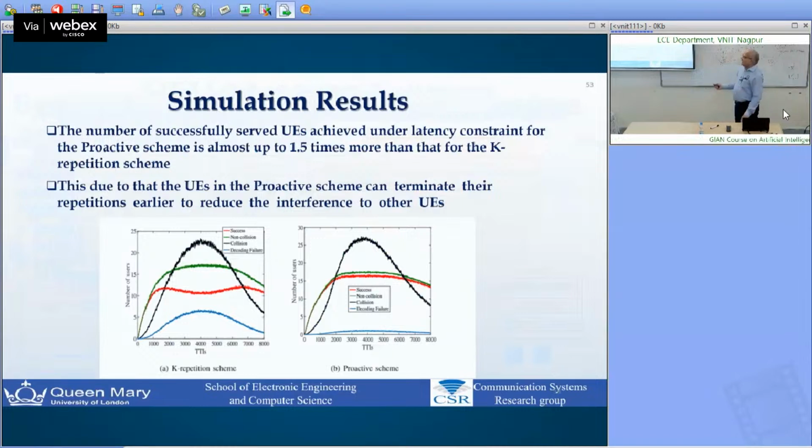But proactive can meet the latency constraint because it terminates before the end of the last repetition. But the K repetition scheme will have to wait till the end. So it won't meet the constraint, because there's a latency constraint there. So the K repetition scheme will not meet the latency constraint. That's why the performance is better.